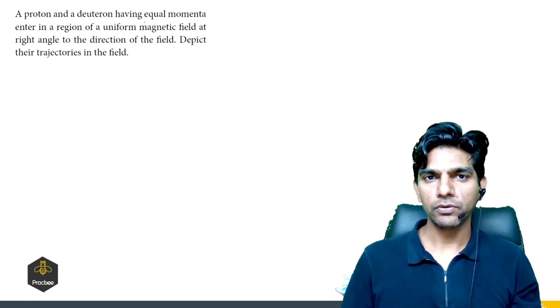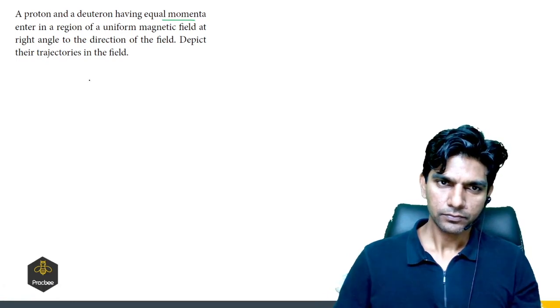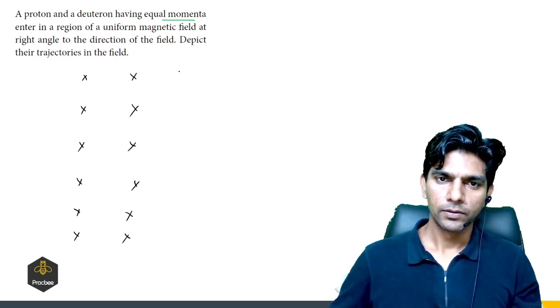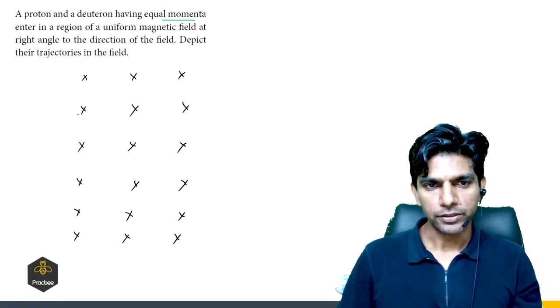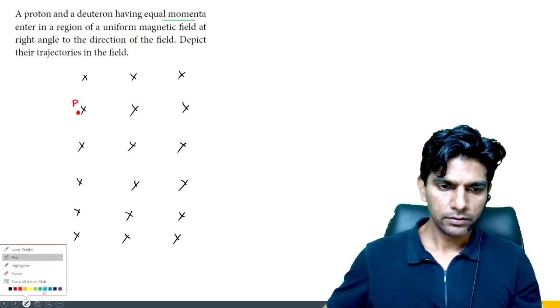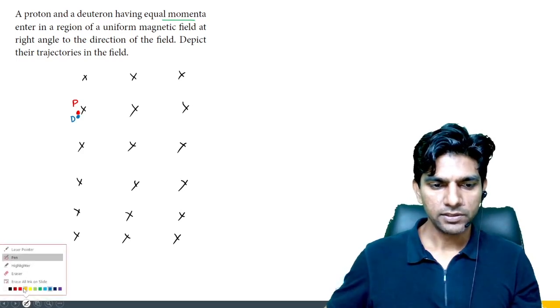A proton and a deuteron having equal momenta enter a region of uniform magnetic field at right angle to the direction of the field. Depict the trajectory in the field. Okay, let us see. Let us say there is a field which is into the plane, and proton and deuteron, let us say they are entering from the same point. So this one is proton and the blue one is deuteron, and both have the same momenta.